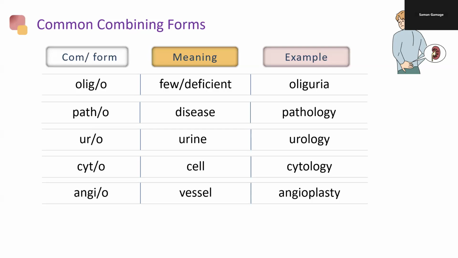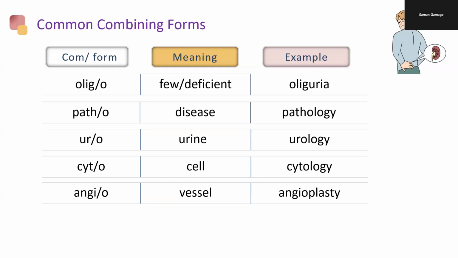Angio means vessel. Vessel, maybe blood vessel, can be an artery or vein. Angioplasty is repair in blood vessels. Plasty means repair or surgical repair.